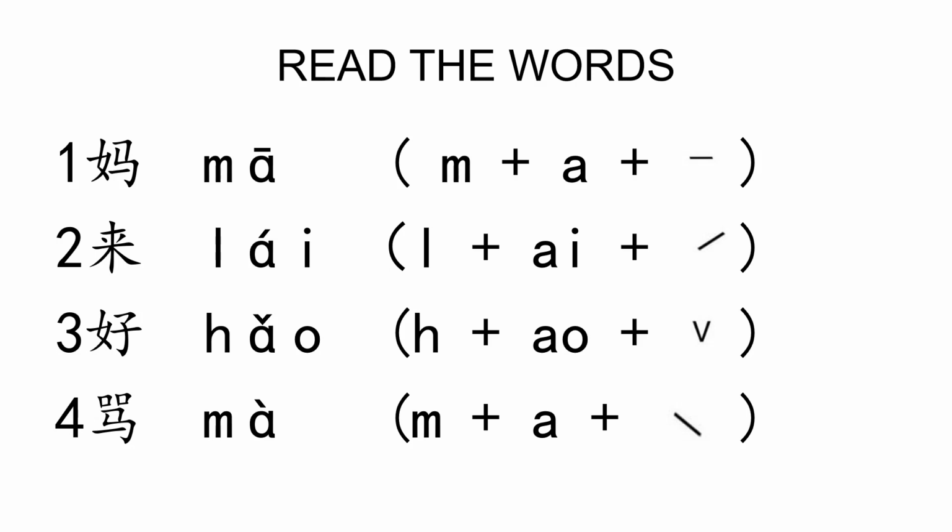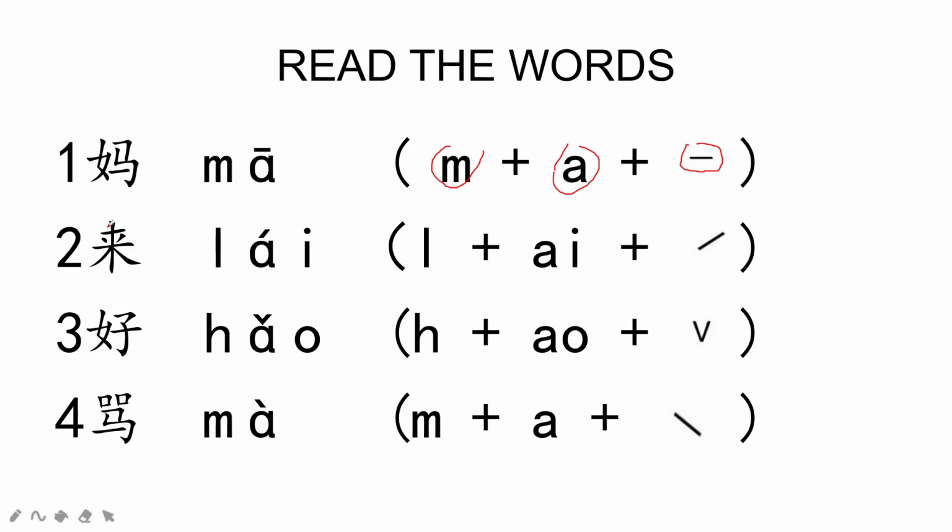Okay, now let's read the words together. We have 4 Chinese characters here: 1, 2, 3, 4. And from these Chinese words, you don't know how to read them. Okay, so now let's take a look at the first word. This is the pinyin. So this is m, a, pronounced as ma, plus the sound. This one is the flat sound. So the pronunciation is ma, a, ma, and the flat sound is ma.